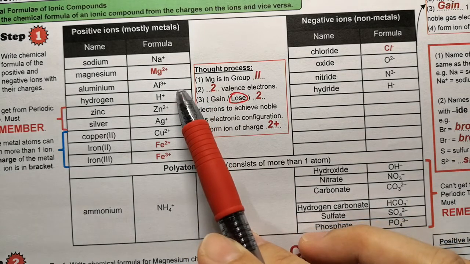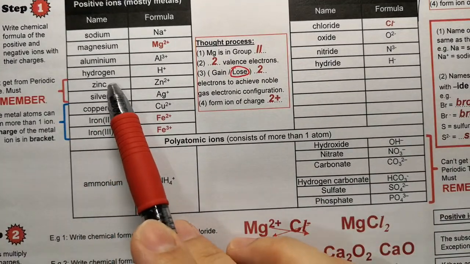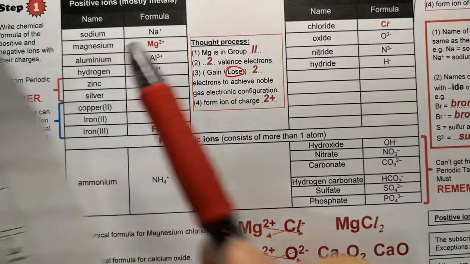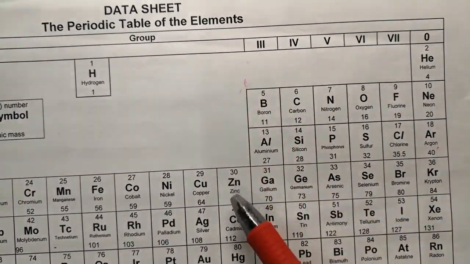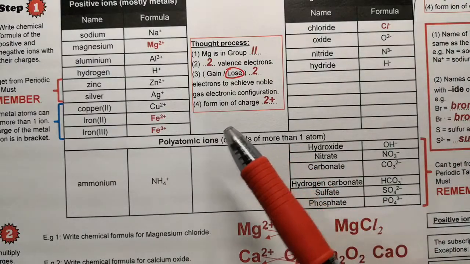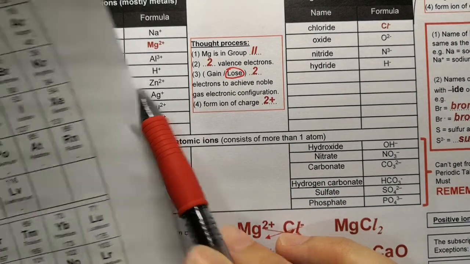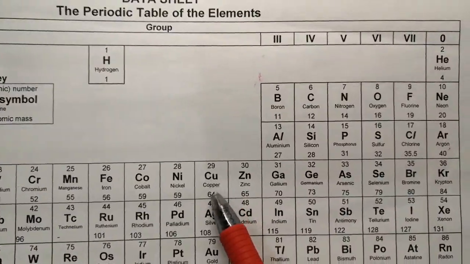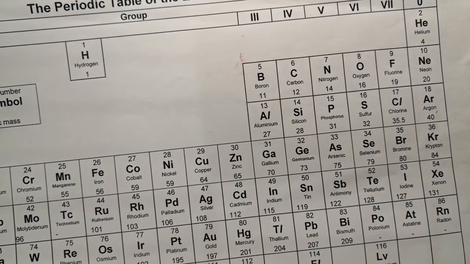So all this refer to the periodic table except this. This one you need to remember: zinc. Where is zinc in the periodic table? The zinc is here. There is no group. That's why for zinc, you must remember that the zinc ion, the charge is Zn2+. Silver, where is silver? Silver is here. And again, there is no group. So zinc and silver, you need to memorize the charges.